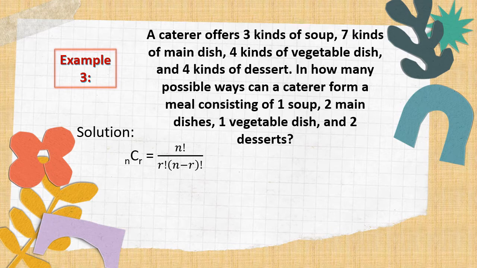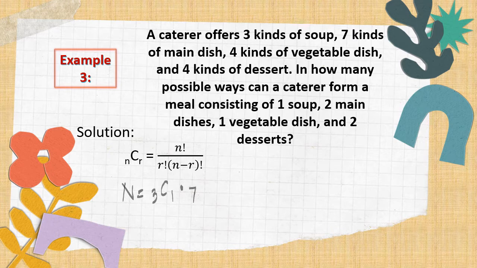Now since we need all of these choices and not any of them, we will multiply all the results we have gotten so far to find out how many total combinations. Ayan. So, n is equal to, ang unang kailangan is 1 soup. So, isang soup lang ang pipiliin out of 3. So, 3 combination 1 multiplied by, next is main dishes.